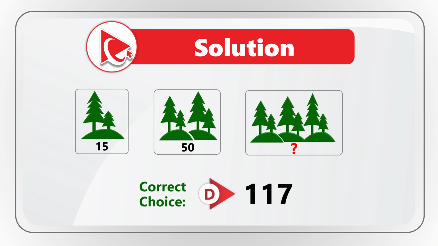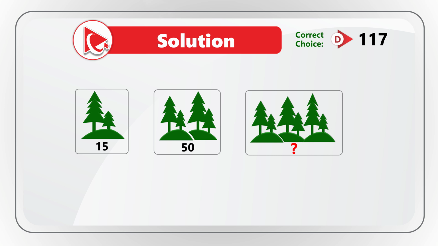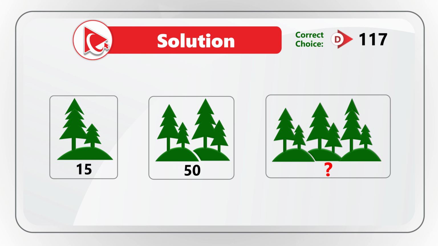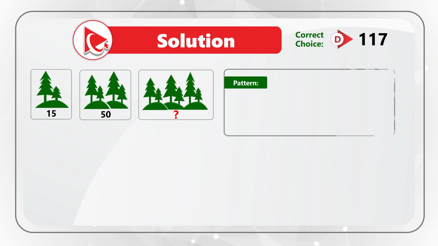Let's take a close look why. If you take a close look at the images, you will see that each image contains trees, each tree contains a certain number of branches, and trees are placed on the berms. The pattern is calculated as number of trees multiplied by number of branches on the trees, and you incrementally add the number of berms to calculate the number at the bottom.